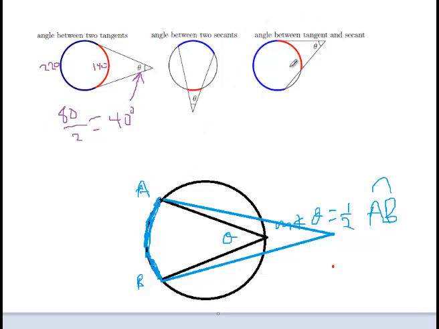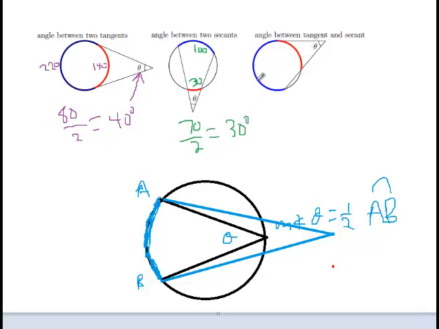Same thing as when you have either one tangent and one secant, as in this case, or two secants, as in this case. If we have, for example, the arc over here being 100 degrees, and let's say this arc over here is 30 degrees. Well, okay, what's the difference between the arcs? 100 minus 30 is 70. Divide that by 2, and your measure of angle theta is 30 degrees.